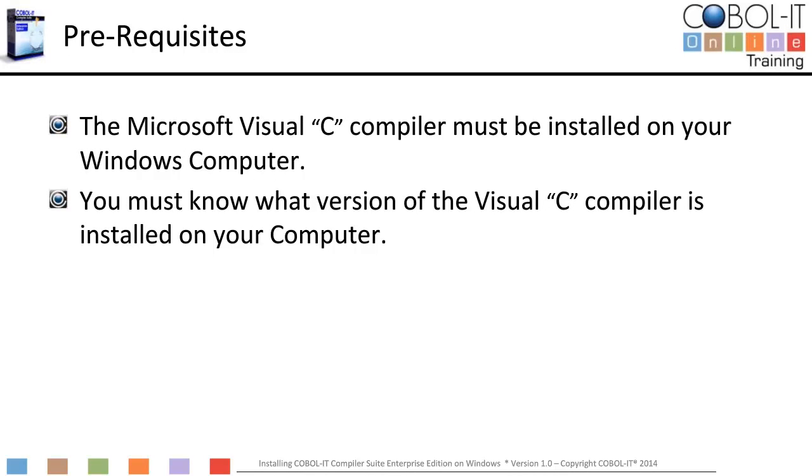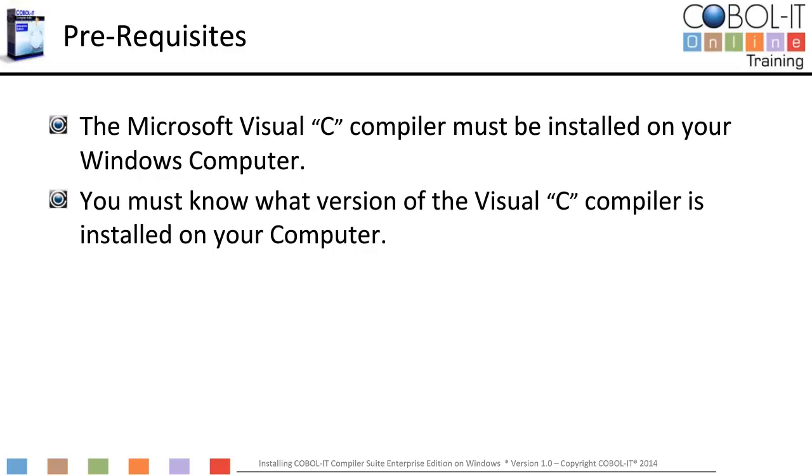Prerequisites. Before installing the COBOL-IT Compiler Suite Enterprise Edition, the Microsoft Visual C compiler must be installed on your Windows computer. The COBOL-IT compiler translates COBOL to C, and uses the local C compiler to create a shared library or executable. As a result, the COBOL-IT compiler requires that the host computer have a C compiler. At the time of installation, you must indicate what version of the Visual C compiler is installed on your computer. This information ensures best performance, and allows the COBOL-IT compiler to call that C compiler.